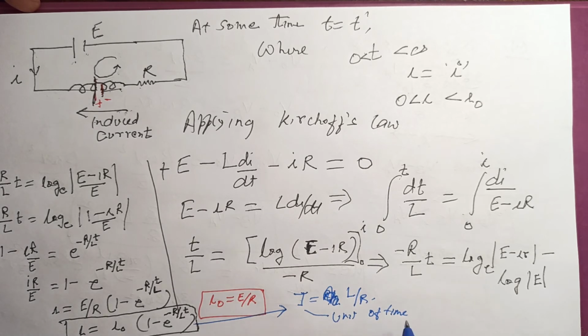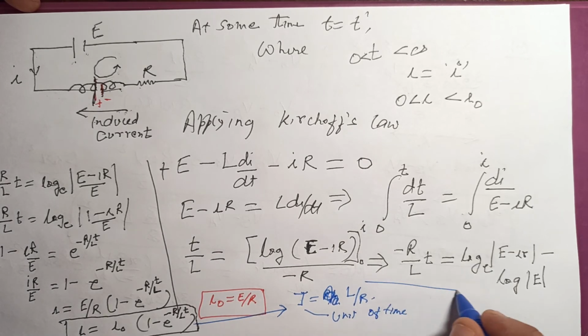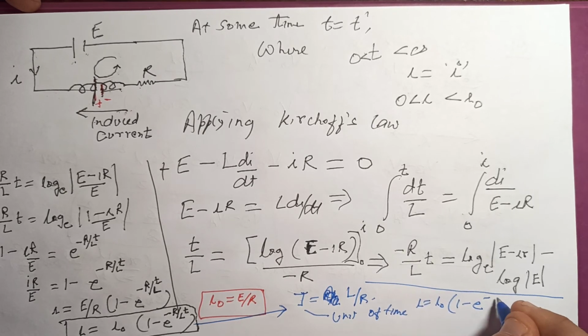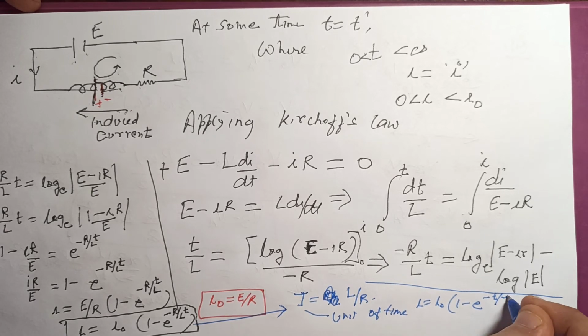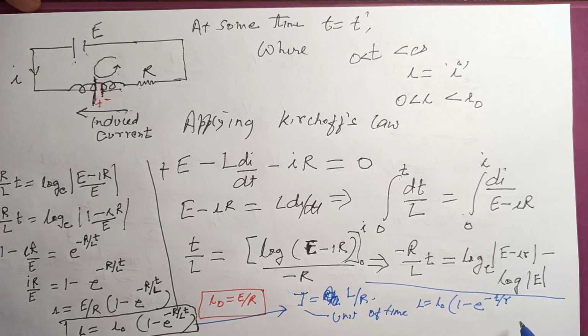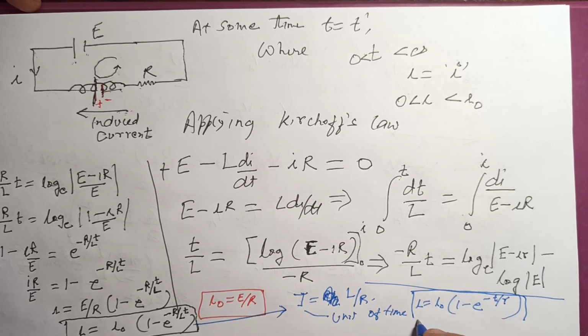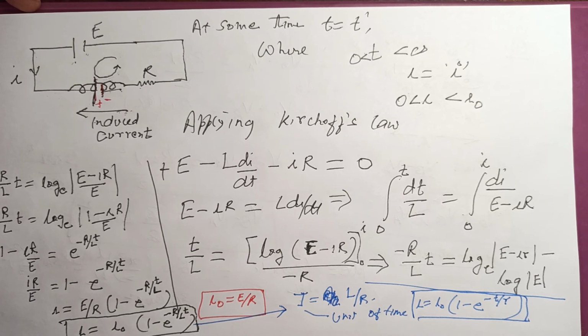Okay, now if I just replace it here, then I can say I is equal to I naught (1 minus e to the power minus t by tau), and this is the formula, just to make it more presentable. Okay.